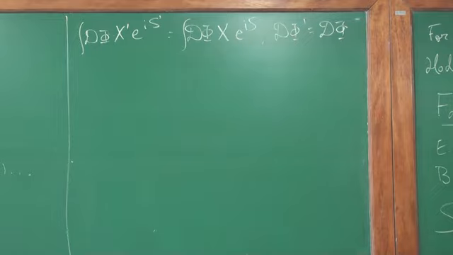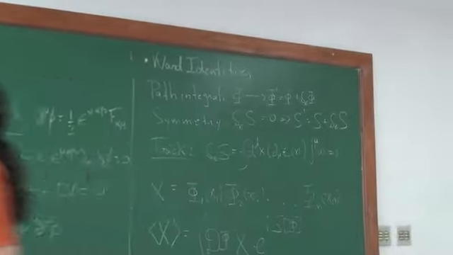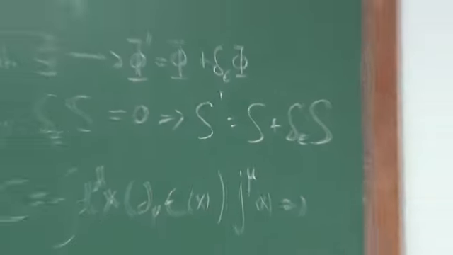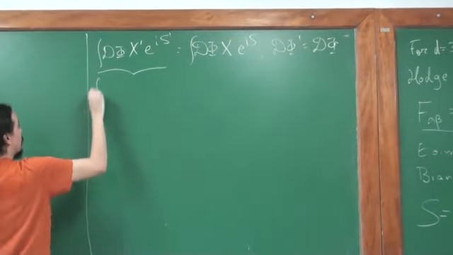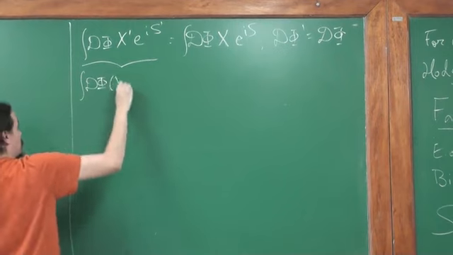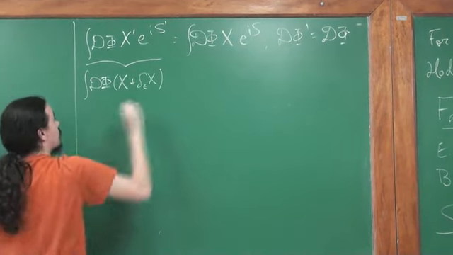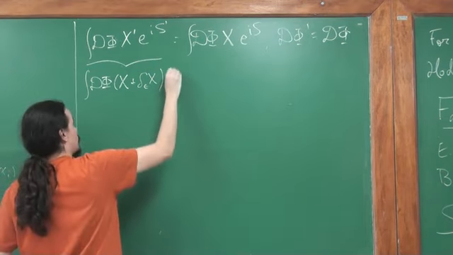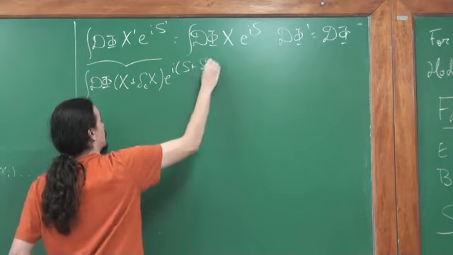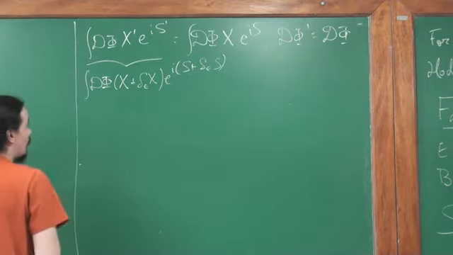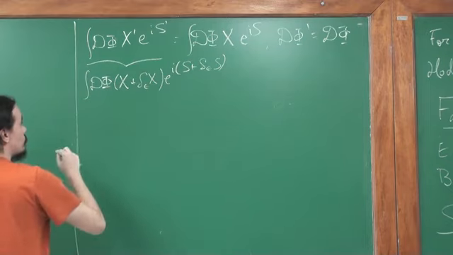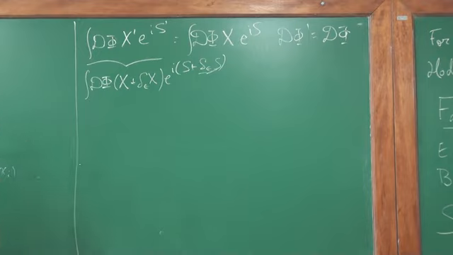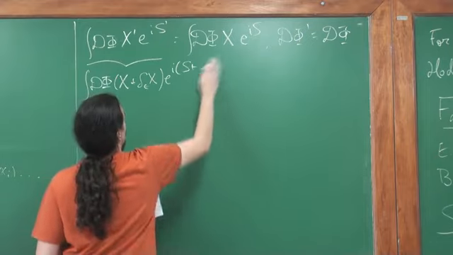From here, x prime, and S prime is S plus the variation of S. So this left hand side becomes something like this. I'm not going to repeat the right hand side because I'm lazy. And well, they actually take something like this, S plus delta S. And now we Taylor expand the exponential, the variation.